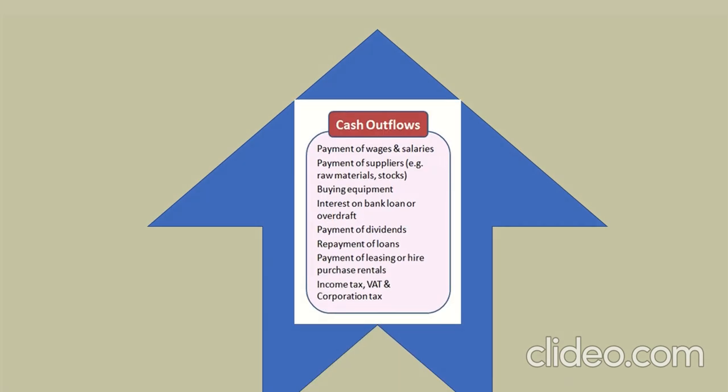Next, we're going to look into some cash outflows. So these cash outflows are payment of wages and salaries, payment of suppliers for raw materials, buying equipment, interest on bank loan or overdraft, payment of dividends, repayment of loans, payment of leasing, hire purchase rentals, and the tax that you pay to the government. These all show a negative figure in a cash flow forecast.